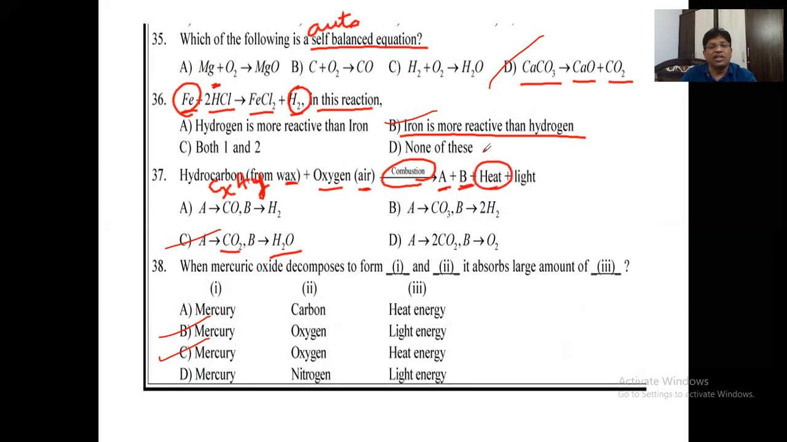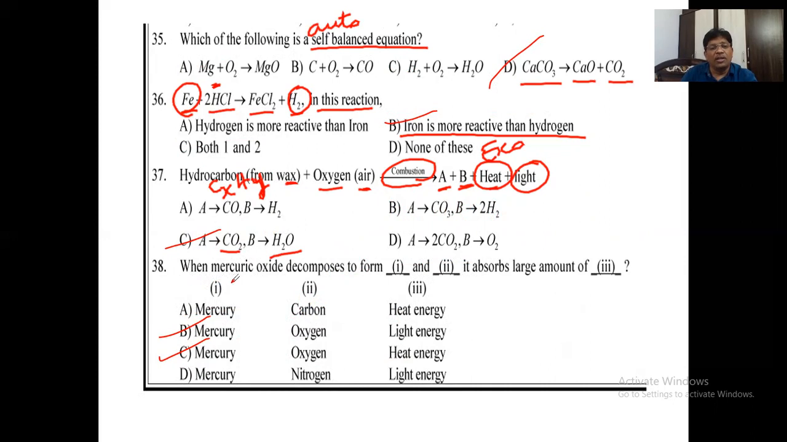Why is heat energy released here? It is an exothermic reaction. All combustion reactions are exothermic, and light energy will also be released here. So what will be the A and B compounds here? Carbon oxidizes to form CO2, hydrogen oxidizes to form H2O.